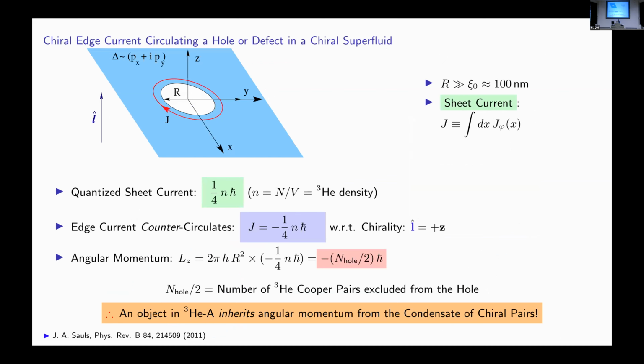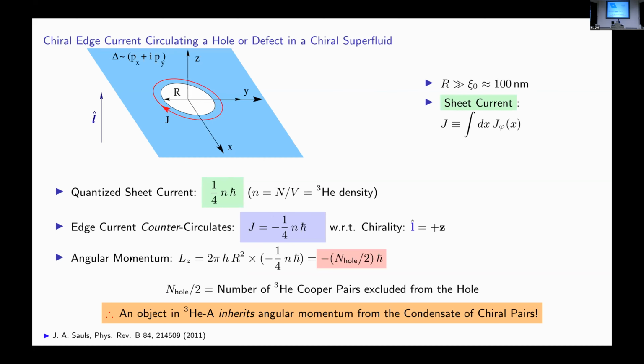So imagine that we're all confined in a 2-dimensional film of helium-3, and somebody has the bright idea they're going to come drill a hole in your superfluid. Okay, so we're going to poke a hole in it and carve out a space. The chiral edge states then form a chiral edge current around this hole, and we can calculate the sheet current carried by those chiral edge states. It's quantized in units of h bar and the density of helium-3.